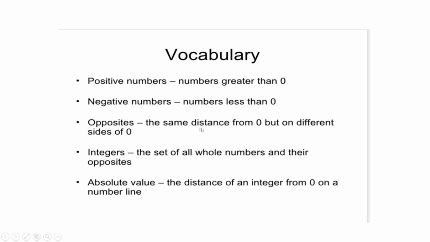The numbers which lie towards the left are called negative numbers and those which lie towards the right are called positive numbers. For example, minus 3 and plus 3. Both are opposites of each other. Similarly, minus 10 and plus 10 and so on.